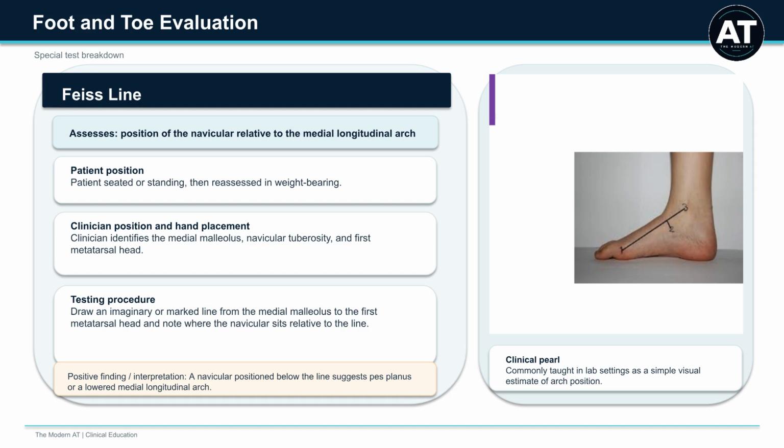Feiss line is a simple way to estimate navicular position relative to the medial longitudinal arch. Identify the medial malleolus, navicular tuberosity, and first metatarsal head. Imagine or mark a line from the medial malleolus to the first metatarsal head. Then note where the navicular sits compared with that line. A navicular that falls below the line suggests a lowered arch or pes planus pattern. This test is commonly used in lab settings because it is easy to visualize, but it should still be interpreted with symptoms, flexibility, and weight-bearing mechanics.